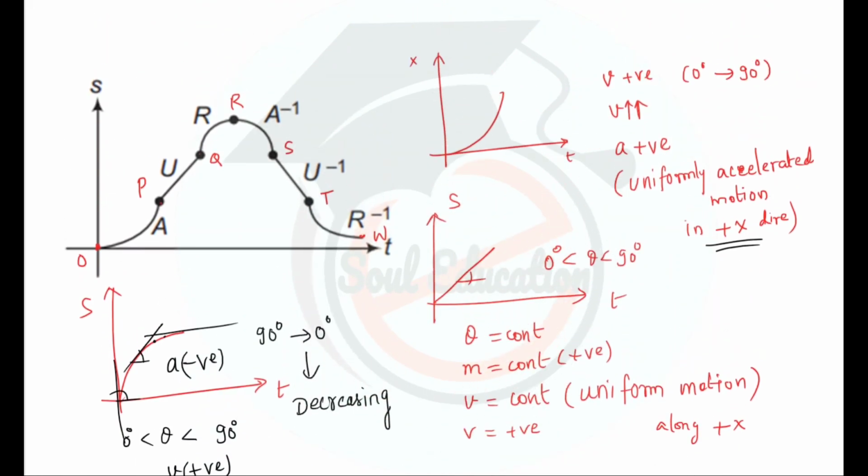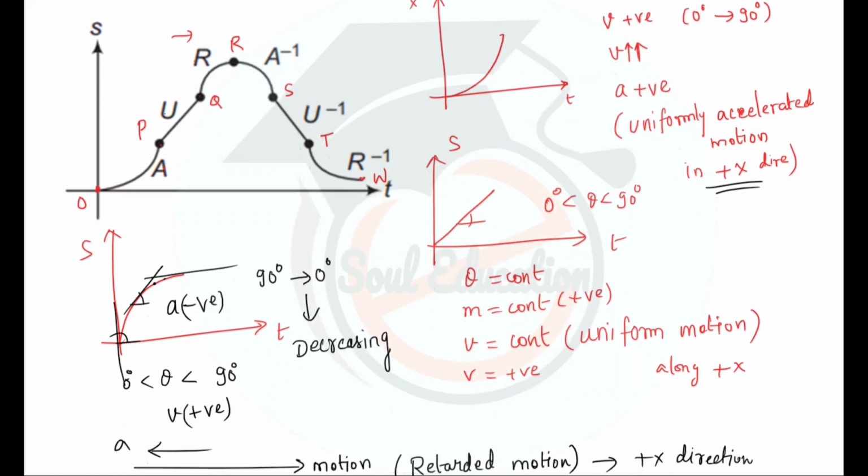So this is my basic graph. Accelerated motion, uniform motion, retarded motion, accelerated motion in the negative direction, uniform motion in the negative direction, retarded motion in the opposite direction. So here retarded motion in the positive x direction, here retarded motion in the negative x direction. That's it. This is the ST graph. Then we have the VT graph concept.